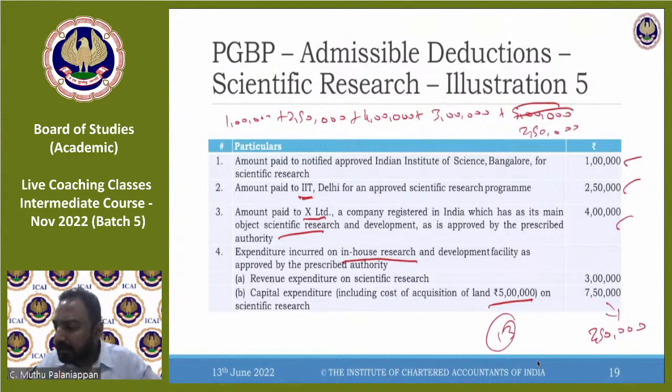I guess 13 lakh was right because I totaled it with 2.5 only. So 3.5, 7.5, 10.5, 13. So the answer 13 is correct. Just that I should not have written 5 lakhs. It should have been 2.5 lakhs.